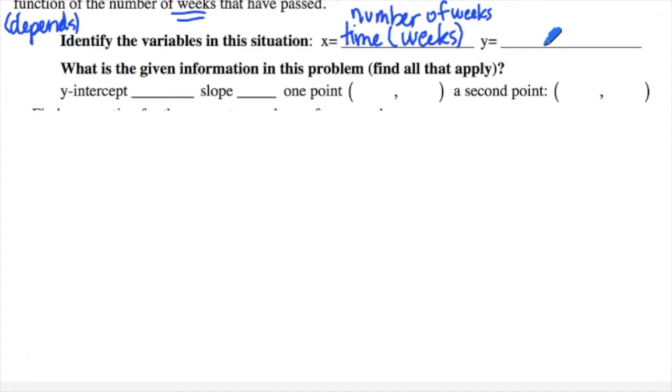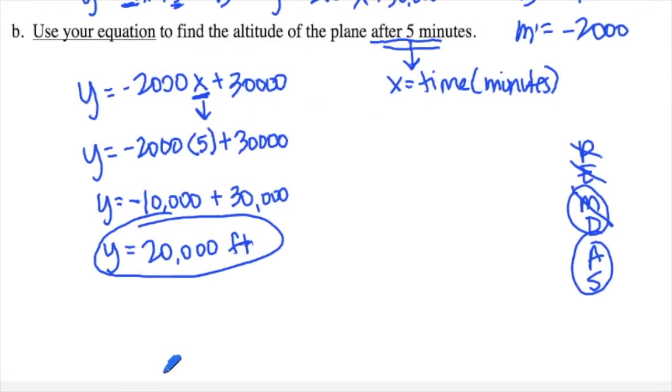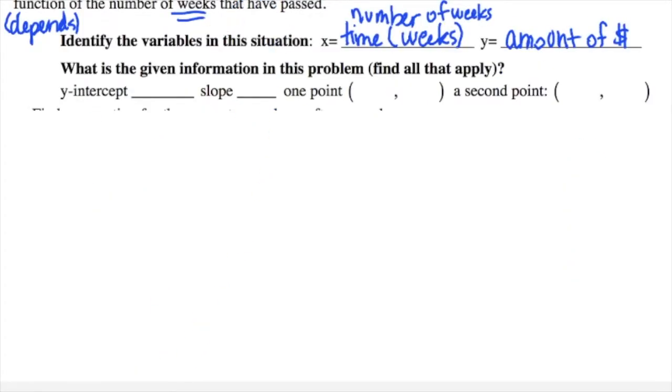Y is going to be the amount of money, and I'm just going to make a dollar sign here. Amount of money. So where are we starting? They start off with $100 in the bank from their graduation. That's where we begin. That's our y-intercept, $100.